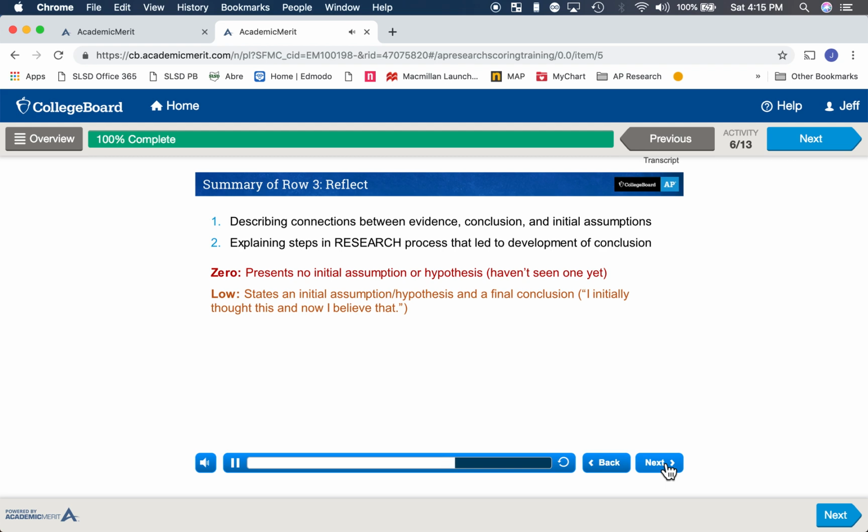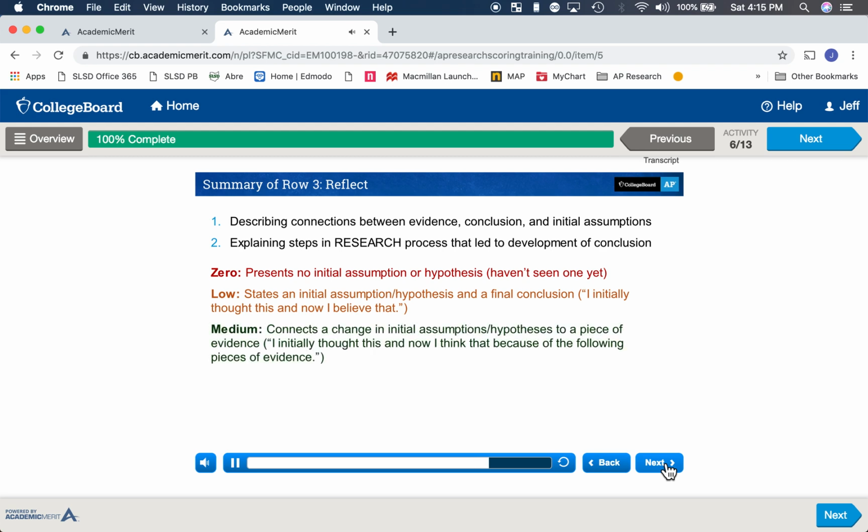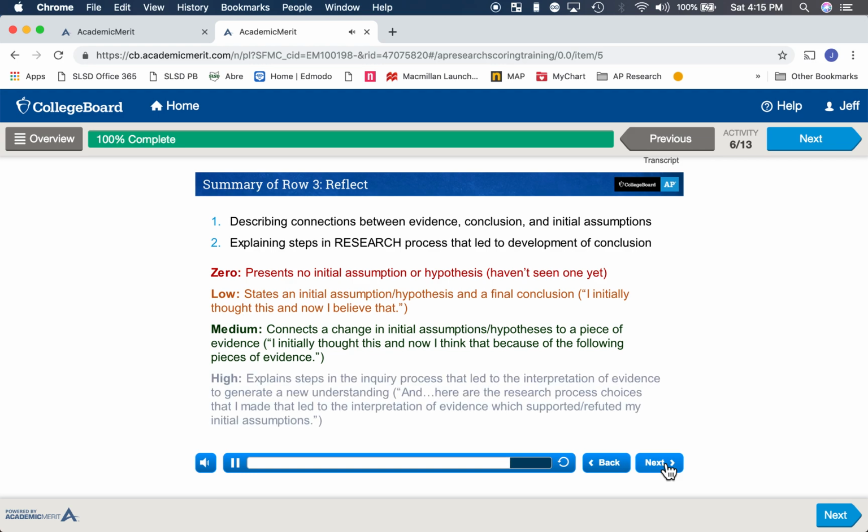And it may not be in the same part of the presentation. They may have their initial assumption in the beginning and then have their final conclusion at the end, or they may say it all at once. Medium presentations have descriptions of evidence that lead to the student's conclusion and connect back to their original assumptions. However, high responses include an additional explanation of the research-based steps or processes in choosing, organizing, and interpreting data, information, or evidence that help them develop their conclusion and address their original assumptions.